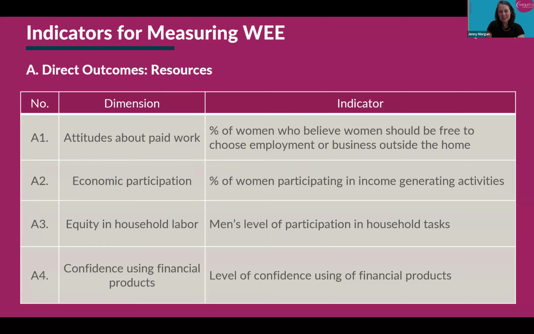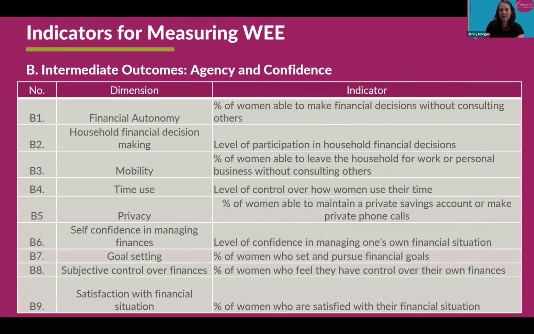Okay, so now we're going to dive into the indicators. We have them separated into the three columns, the three buckets I mentioned before. This first one is looking at the resources. These are the material, human, and social resources and attributes that women have, including education and skills, along with the enabling environment piece. So we have four indicators here: attitudes about paid work, economic participation, equity in household labor, and competence using financial products. I just read out the dimensions and you'll see the indicators right next to them on the right. Pause and then we can, thank you.